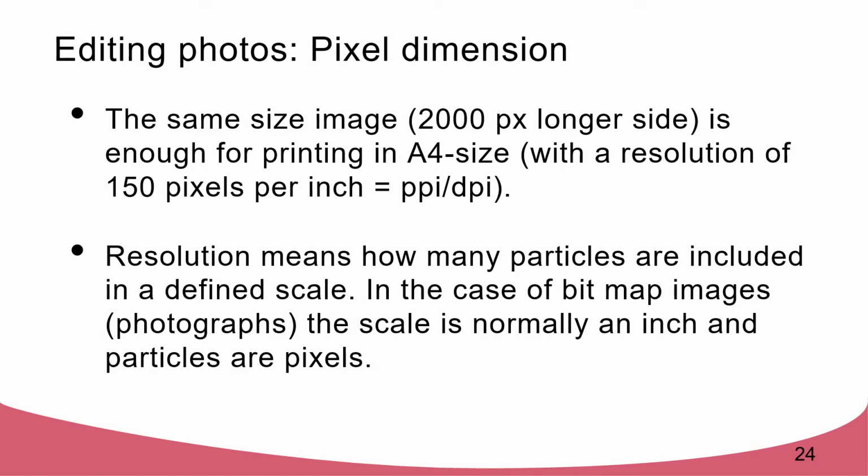The same size image, 2000 pixels longer side, is enough for printing in A4 size with resolution of 150 pixels per inch, ppi or dpi. Resolution means how many particles are included in a defined scale. In the case of bitmap images, photographs, the scale is normally an inch and particles are pixels.